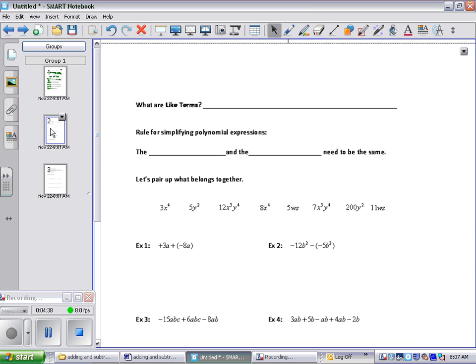Let's get going. Okay, so it says, what are like terms? What can we group together? It's always your same variables and your exponents. So what are like terms? They have the same variable and exponents. And if that doesn't make sense to you, we're going to do something that will help you make sense of it.